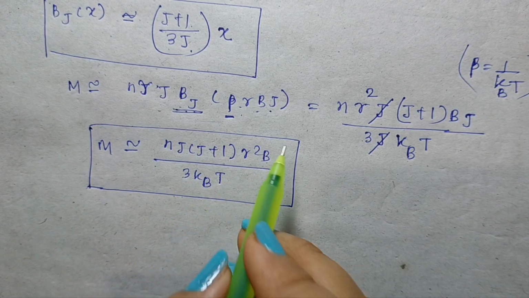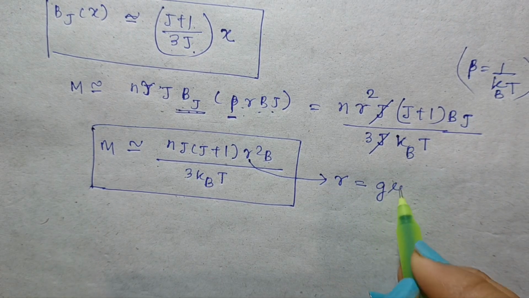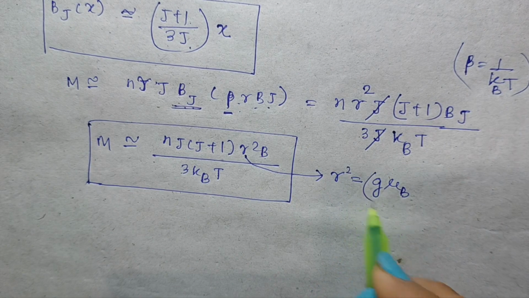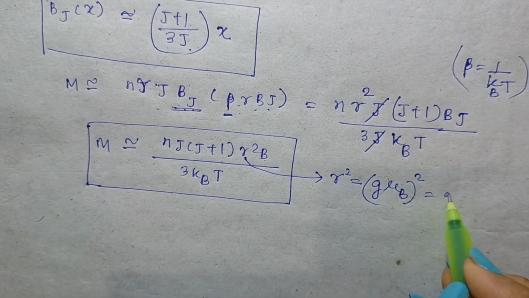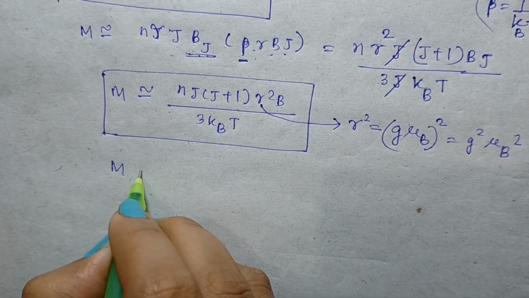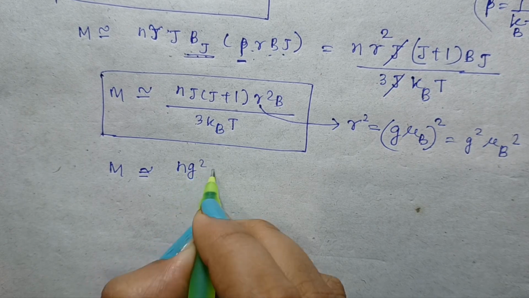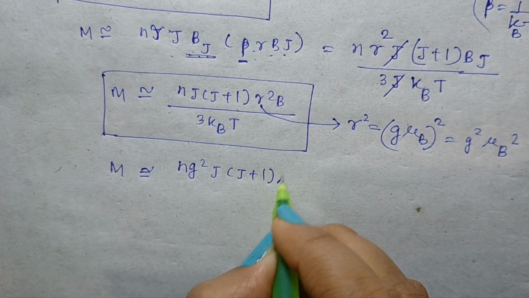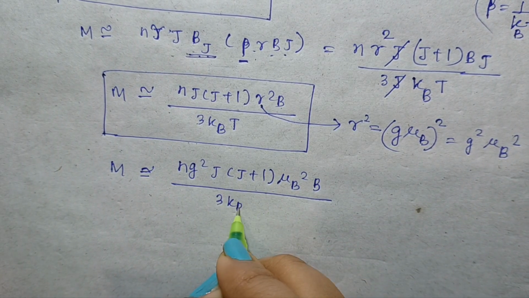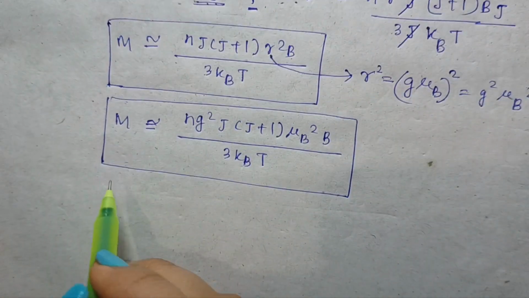And also here the value of gamma, we know the value of gamma is g μB. If I put this in gamma square, it will be g² μB². So the expression will be M equal to N g² j (j+1) μB² B divided by 3 kBT. So this is the expression of magnetization M.